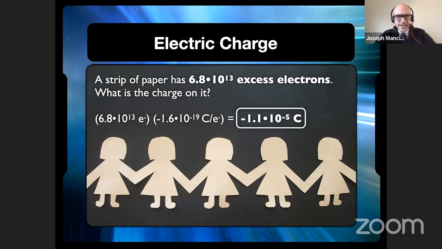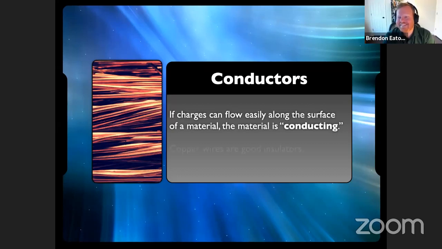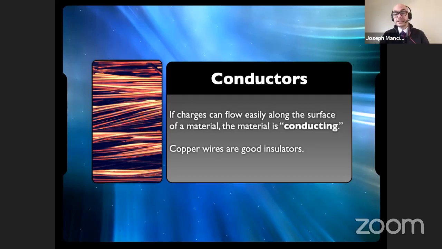Which doesn't sound like a lot, but that's a lot of electrons. It's a whole lot of electrons. If charge can flow easily along the surface of a material, we say that that material is a conductor or that it is a conducting material, depending on whether we're talking about the object itself. We'd say it's a conductor. The material would be a conducting material. For example, copper wires are good conductors.